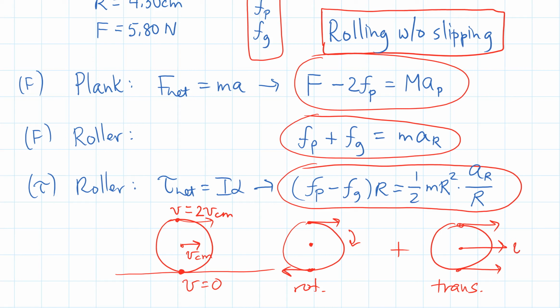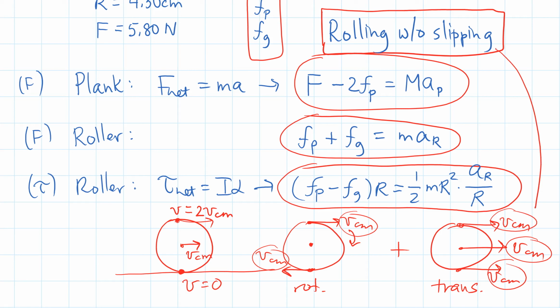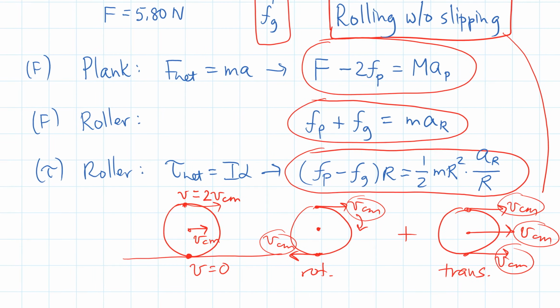And so, if this is v center of mass, and this is v center of mass, and this is v center of mass, I'm just doing a mini review here, then we add these two together to get that the top is moving with twice the center of mass velocity, the center is moving with 1 times the center of mass velocity, and the bottom is moving with 0 velocity instantaneously. And that's what defines rolling without slipping. Now, how does that apply to this problem and acceleration?